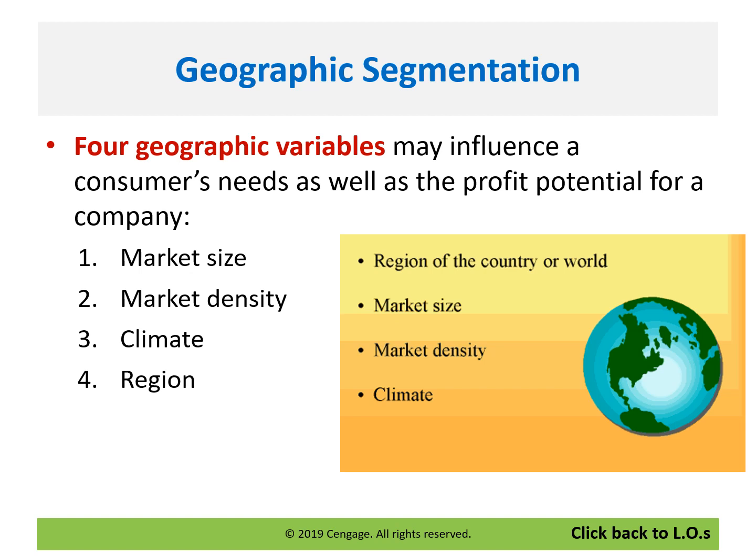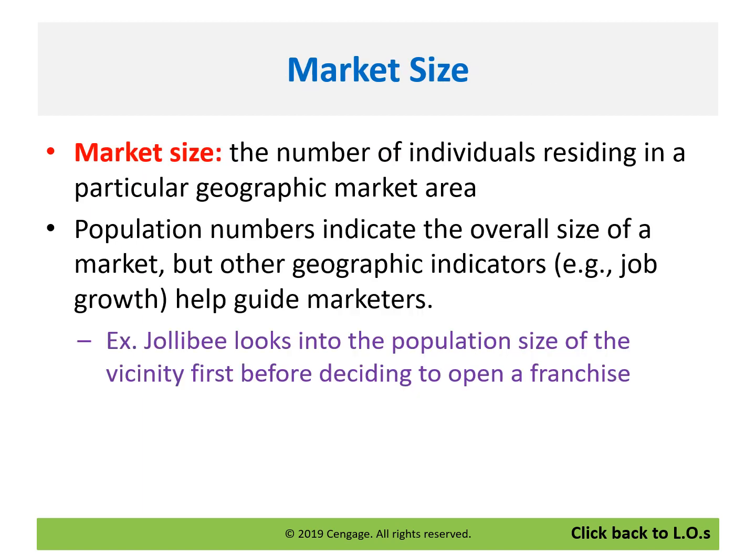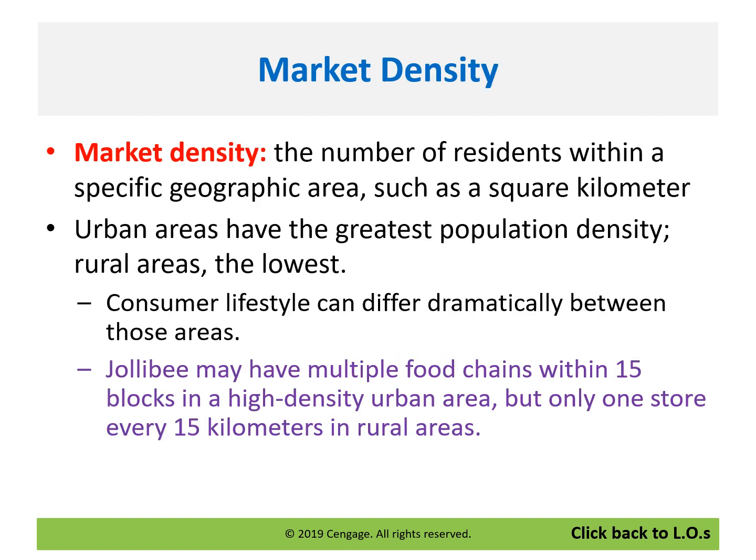The four geographic variables that may influence a consumer's needs as well as the profit potential for a company are market size, market density, climate, and region. When you say market size, it is the number of individuals residing in a particular geographic market area. Population numbers indicate the overall size of a market, but other geographic indicators such as job growth help guide marketers. For example, Jollibee looks into the population size of the vicinity first before deciding to open a franchise.